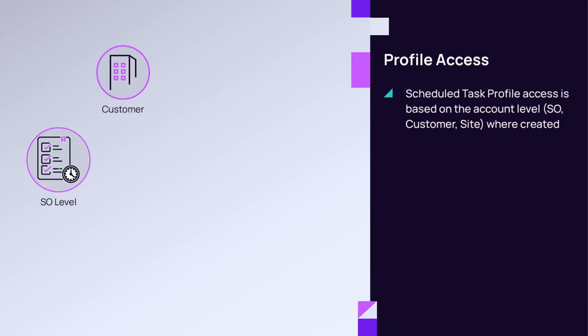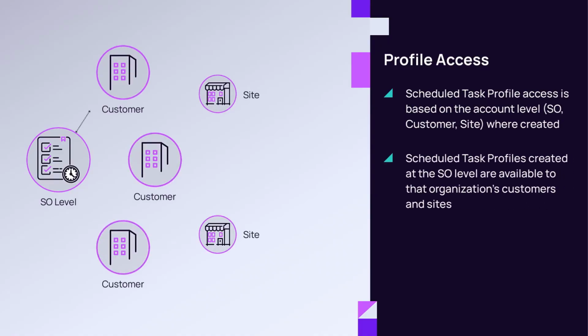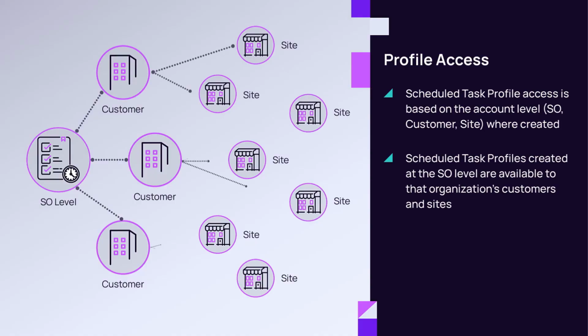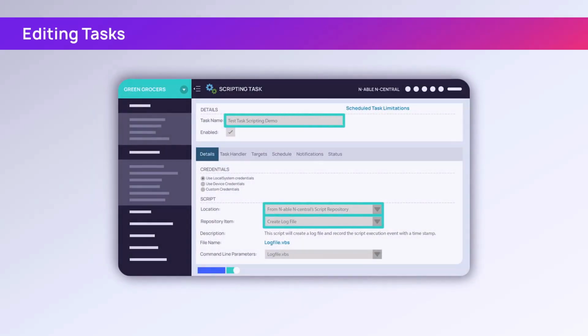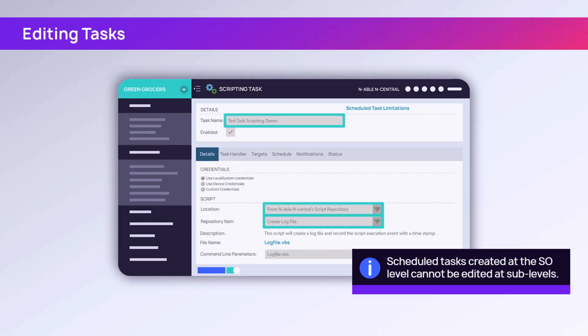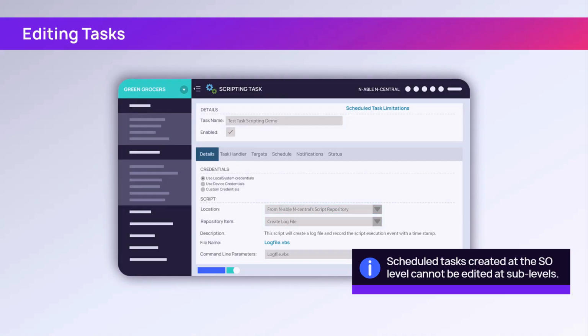Access to profiles is based on the account level where they are created. Profiles created at the SO level are available to all customers and sites within that configuration. Profiles created at the customer level are only available to that customer. If scheduled tasks appear grayed out when viewing at the customer or site level, the task was created at the SO level. It cannot be edited at the lower levels.